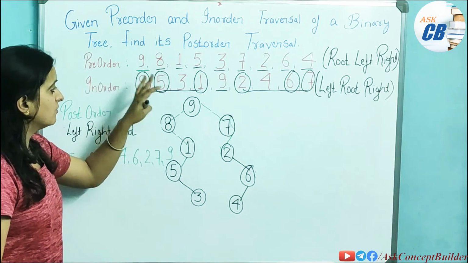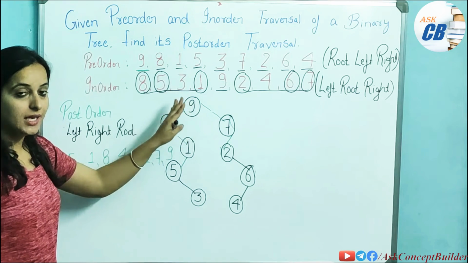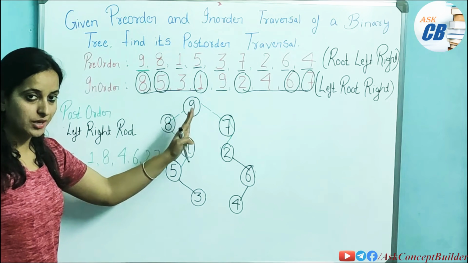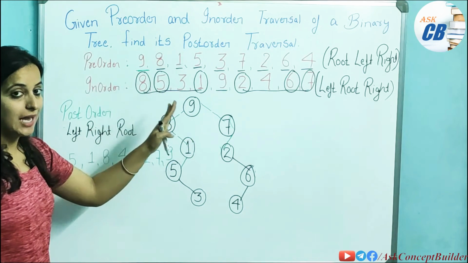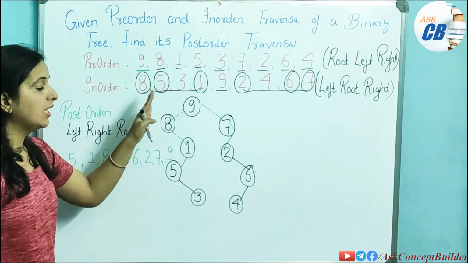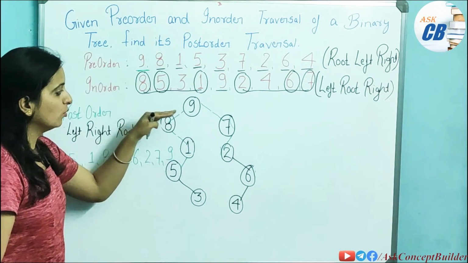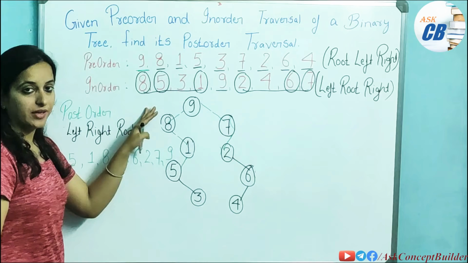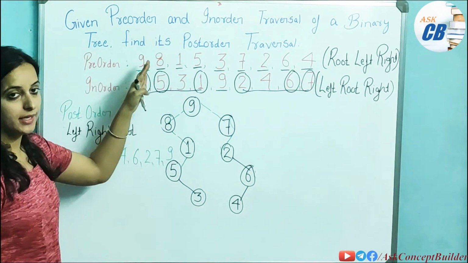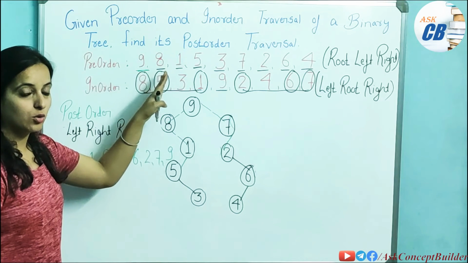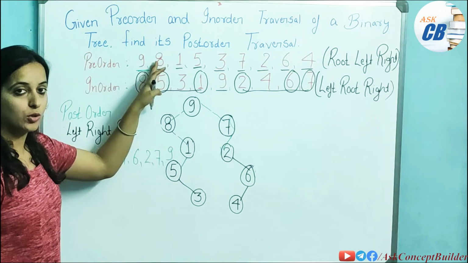So first we have taken 9 as your root node, then after finding a root node you have to go to the in-order traversal and find the elements which are present on the left and the elements which are present on the right of it, and you have to write those elements on the left and right. Again you have to find the next root node, and every time you have to go to your pre-order.